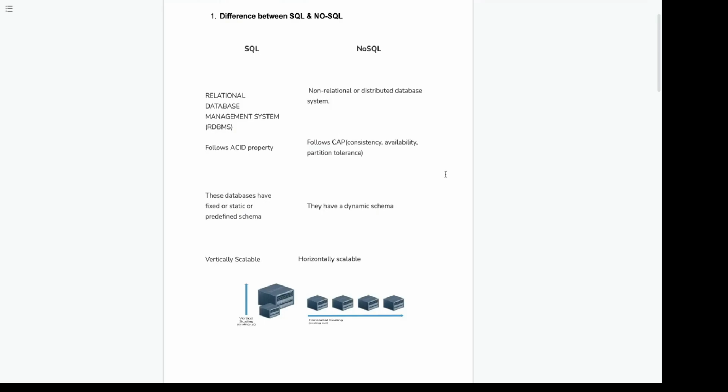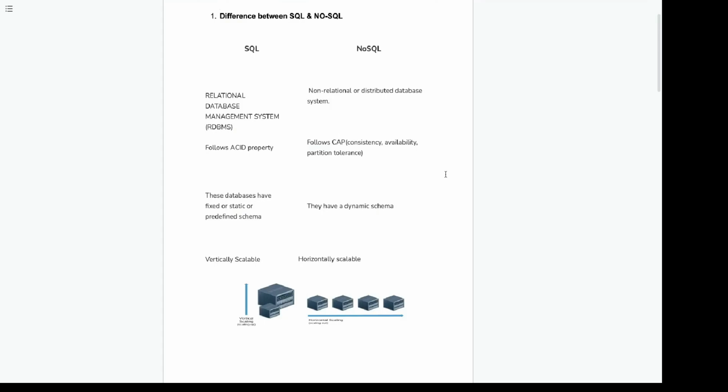For SQL, you can tell it's a relational database management system, which means that there is a fixed structure, tables and rows in SQL, whereas NoSQL is a non-relational database management system, which means that it doesn't have tables and rows in it. The second difference you can give is that SQL follows the ACID property, where A stands for atomicity, C stands for consistency, I stands for isolation, and D stands for durability.